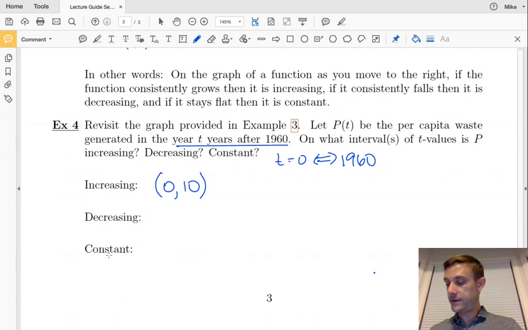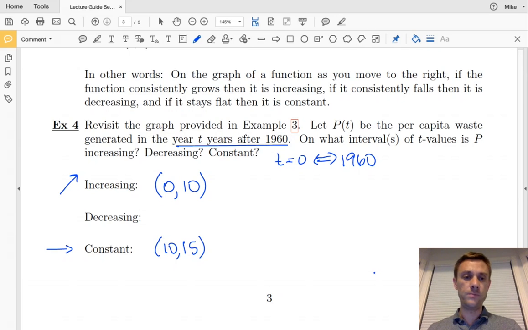And because that's increasing, we're looking for uphill to the right. Constant, we just ran into, totally flat. So we're going to track that too. 1970 is the same as t equals 10, and 1975 is t equals 15. Again, we're just using this same definition for that input variable.